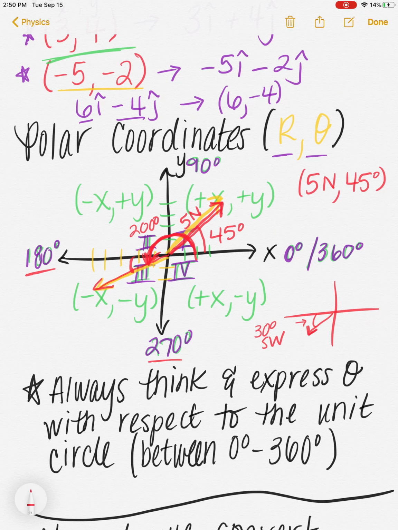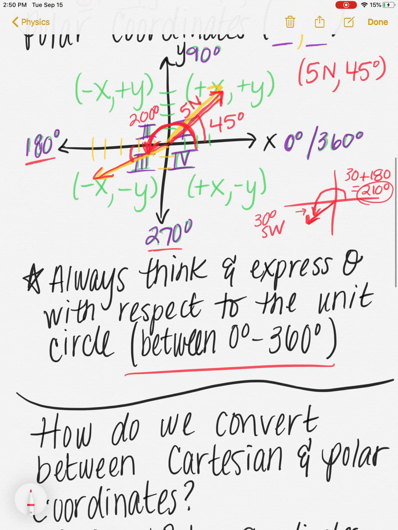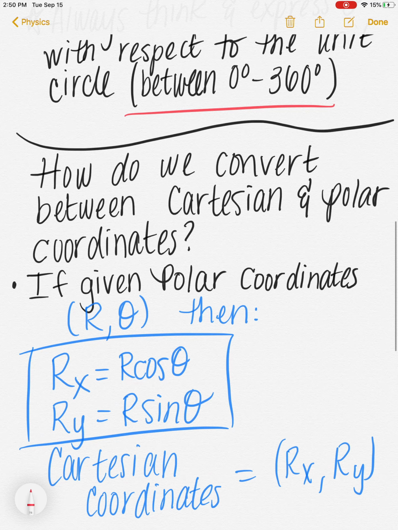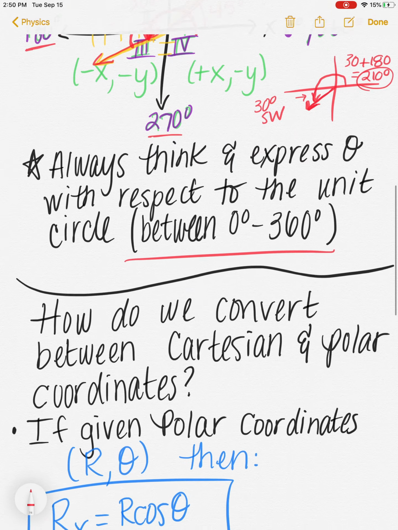Well, if we would express this with respect to the unit circle and instead say that we are 30 degrees beyond 180, so 30 plus 180, that is actually at an angle of 210 degrees. So saying that this vector is at an angle of 210 eliminates a lot of the confusion because you know exactly where that is. There's only one point that is 210 degrees from the 0 point. All right, so how do we convert back and forth? We had talked about up here how to convert back and forth between Cartesian and rectangular.